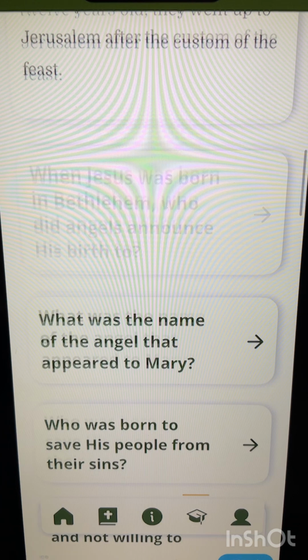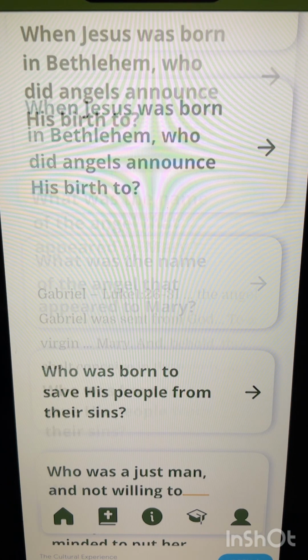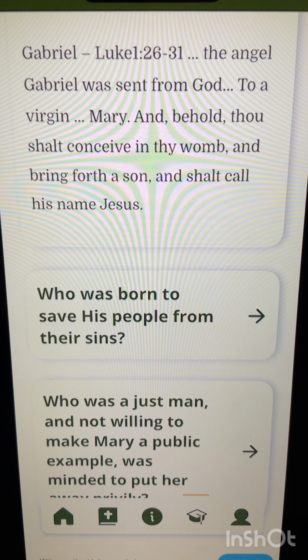Another question says, when Jesus was born, what was the name of the angel that appeared to Mary? Angel Gabriel. And in Luke, the angel was sent, and behold, thou shalt conceive in thy womb, and bring forth a son, and shalt call him Jesus.